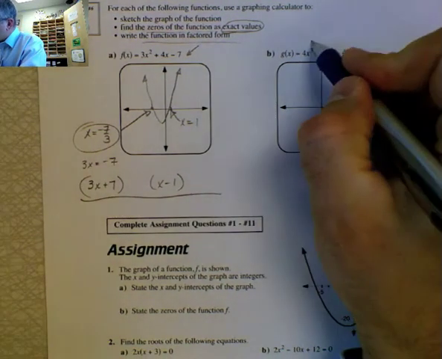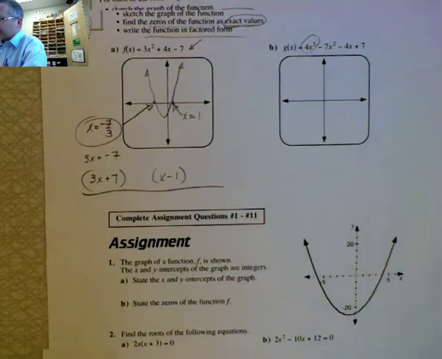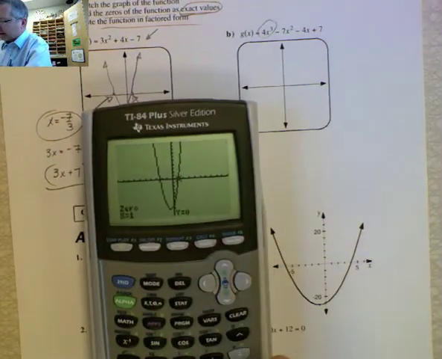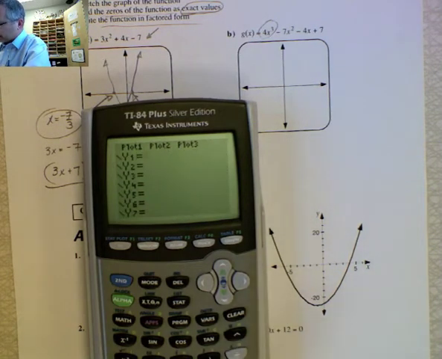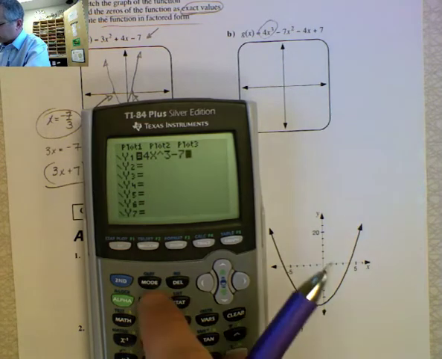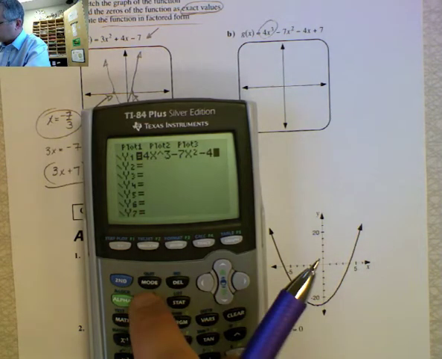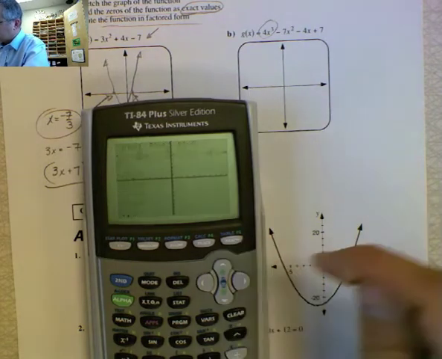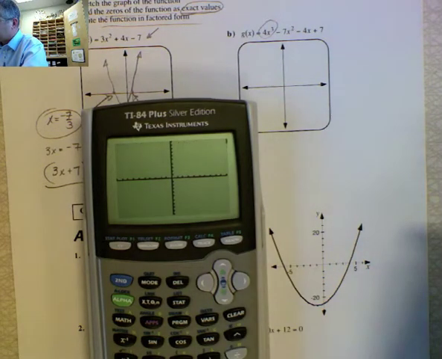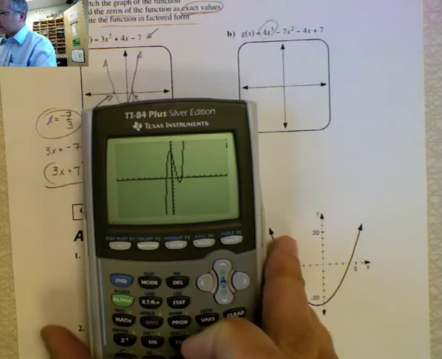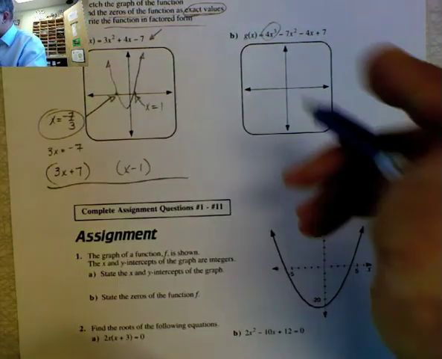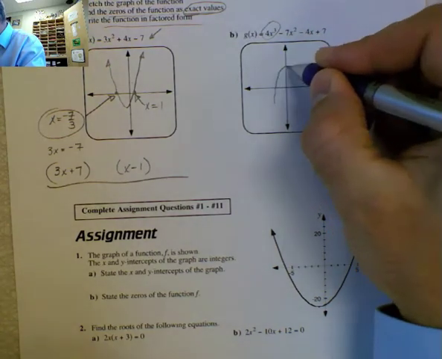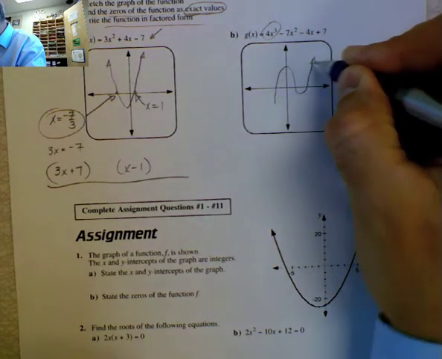You've never worked with a cubic function before, but that shouldn't prevent us from graphing it and getting an equation. So if we graph 4x to the exponent of 3 minus 7x squared minus 4x plus 7, and we hit graph, we get a graph that looks like that. It in fact has 1, 2, 3 x-intercepts.